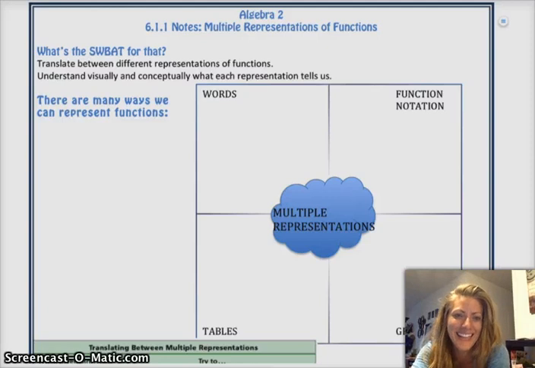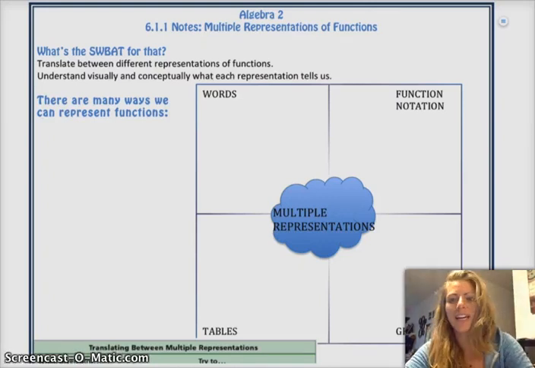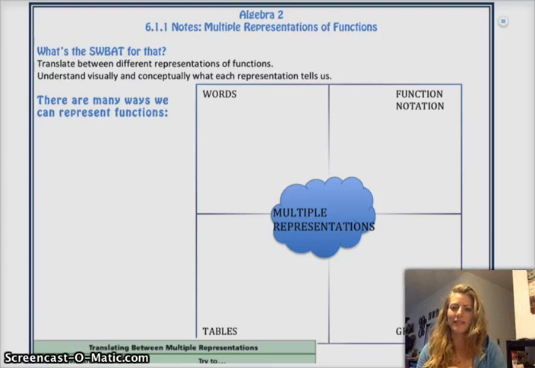Anyways, we are moving on to chapter 6, which is multiple representations. Okay, 6.1 is multiple representations of functions. We're going to end up doing a lot more, it's just like more with functions in general.